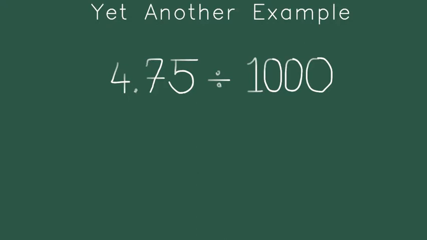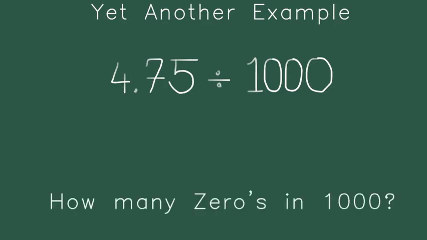Now over here you can already see that on the right hand side we have 1,000. 1,000 has 3 zeros, and on the left hand side we have 4.75. Now the decimal point, how is it going to move past the 4? What is the decimal point going to jump over afterwards? So we're going to look into that.